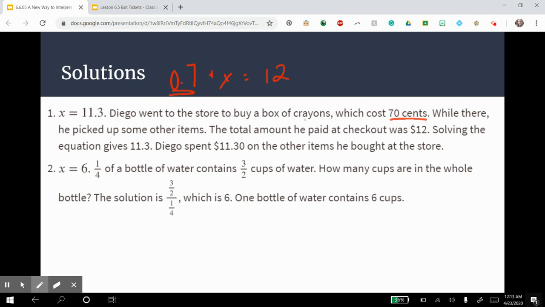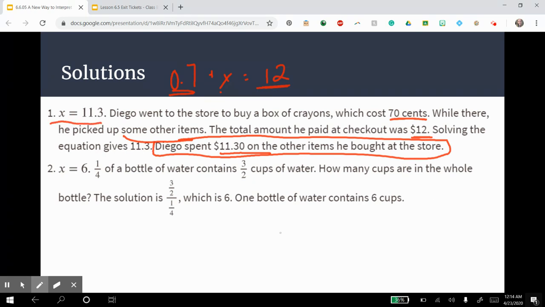Diego went to the store to buy a box of crayons, which cost 70 cents. While there, he picked up some other items. That's the x. The total amount he paid at checkout was $12. That's what they're telling you the total is. Solving the equation gives 11.3. Diego spent $11.30 on the other items he bought at the store. So this is where they explain what that variable x represents. What does that mean for the problem?